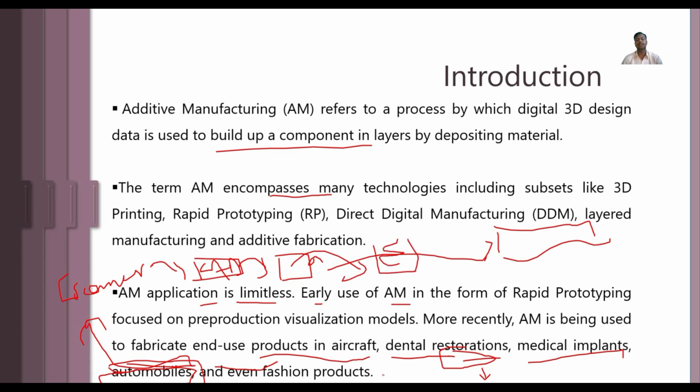Even for fashion products and architectural displays, they are using additive manufacturing technology. That comes under LOM. LOM is one of the important technologies under additive manufacturing. When the client wants to see a building architecture prior to the building construction, they can easily see the prototype model through the LOM process.